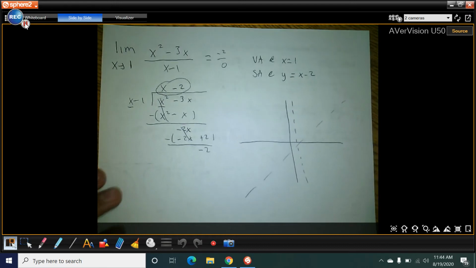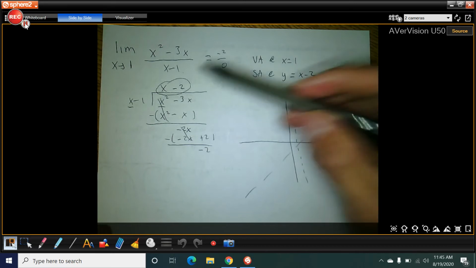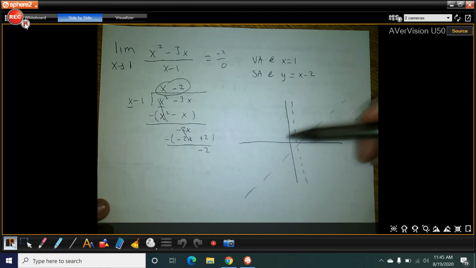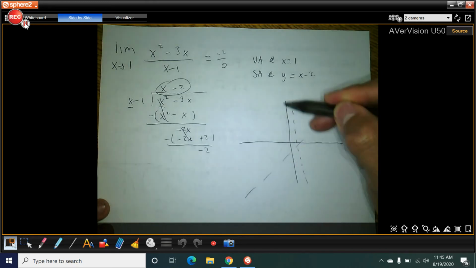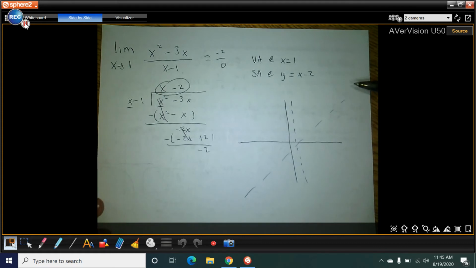Okay, so remember, we just want a rough sketch. We don't want the exact graph, okay? Now, we're interested in the limit as x approaches 1. So a couple scenarios could happen: maybe both of the graphs go like that, or one goes up and one goes down. So we're going to have to find that out real quick by just plugging in a value other than 1. So let's say that we plug in 0.